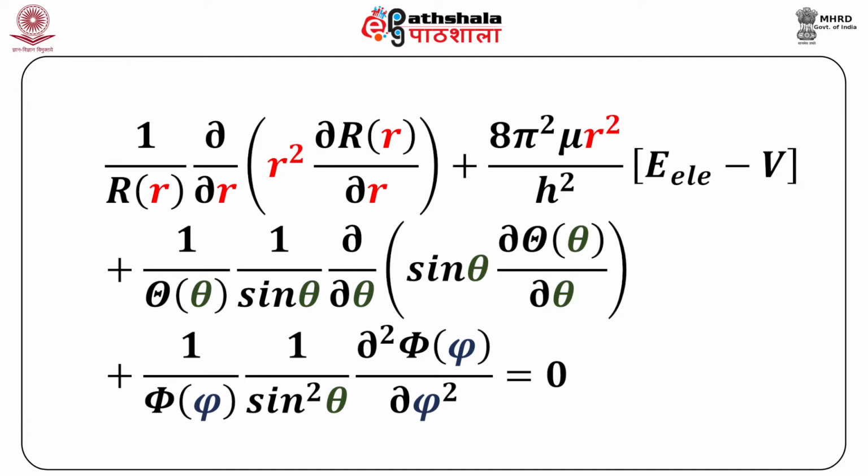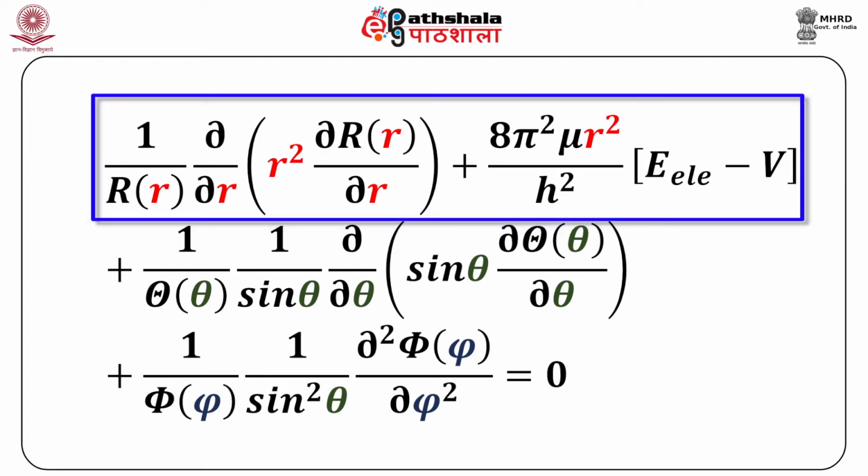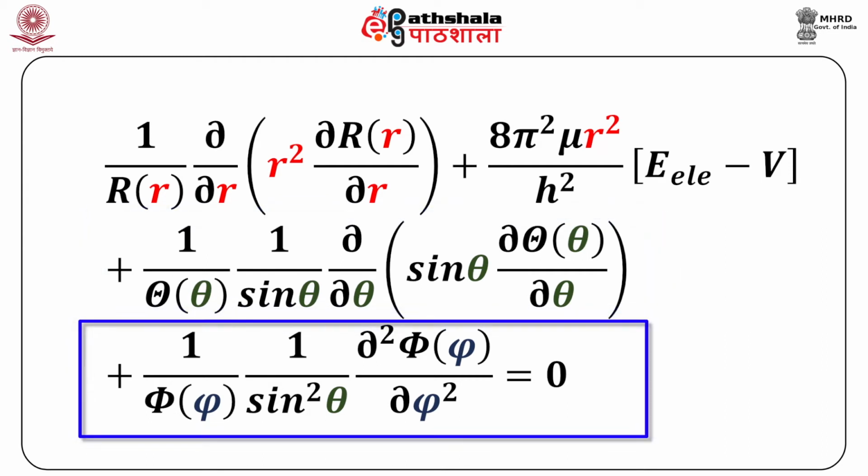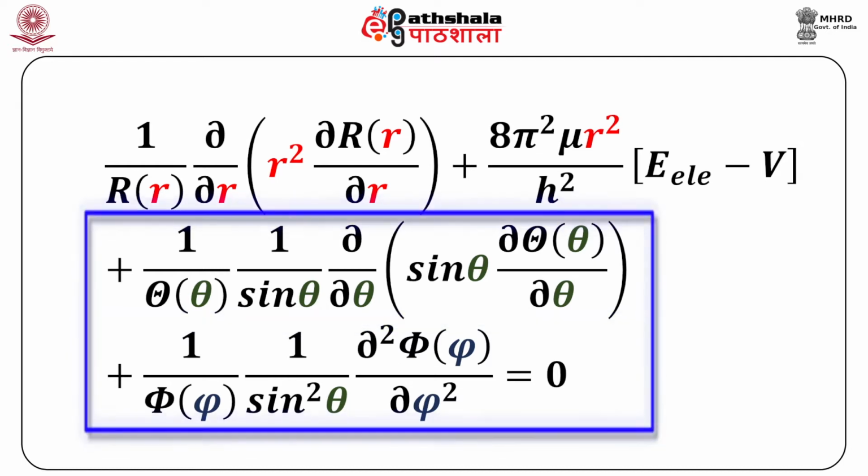Now if you look at this equation, the first two terms of this equation refer to the radial part, while the third term refers to the theta part and the last term refers to the phi part. So third and fourth basically are representing the angular part.